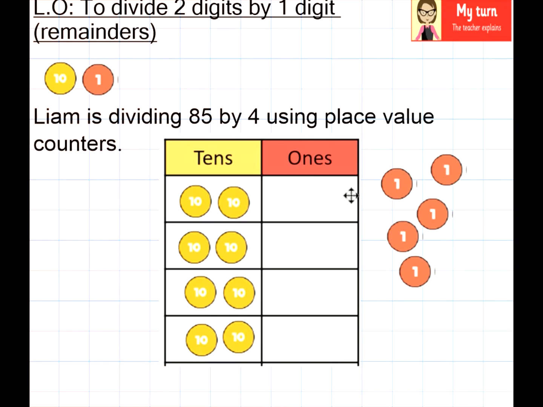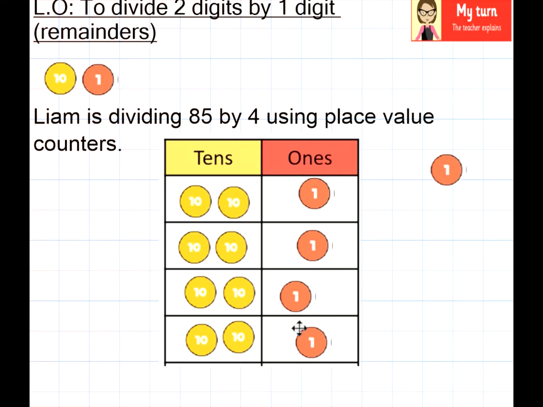And let's think about the ones. Again, sharing them out into these 4 rows. Now we know we're going to have a remainder today because that's our learning objective. So in each row at the moment I have 21 and I have a remainder of 1. So the answer would be 21 remainder 1.